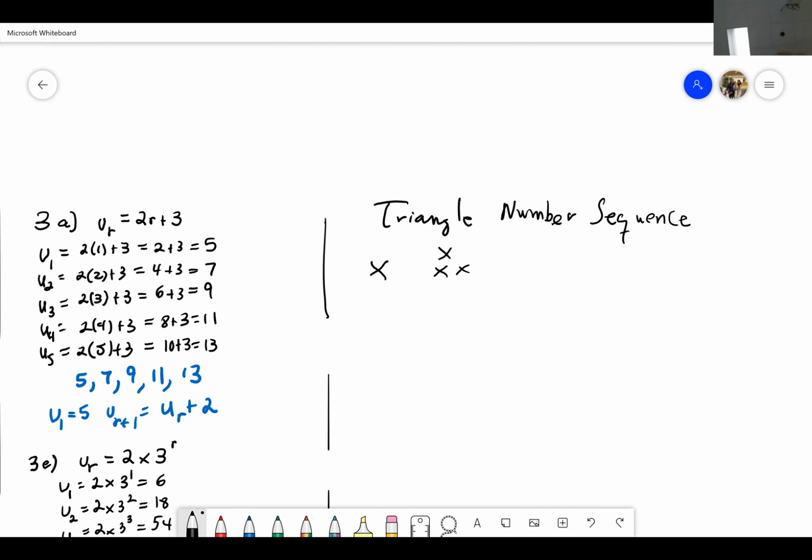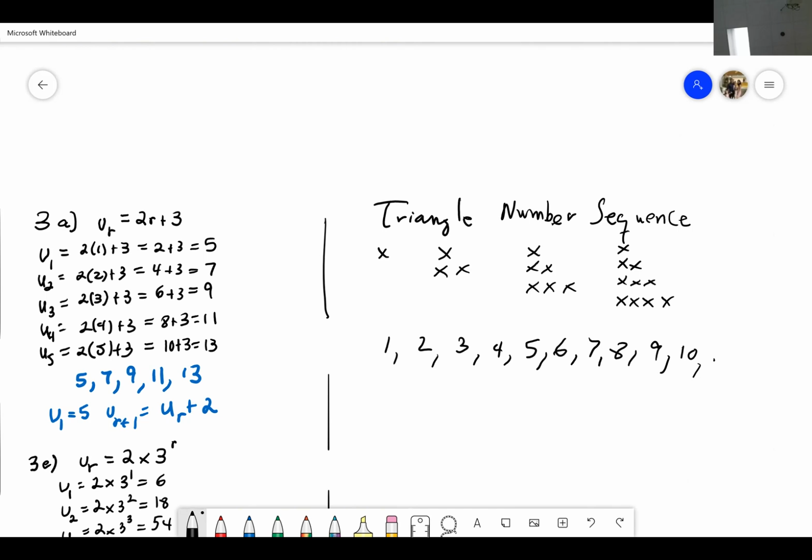And then you have maybe, I'll do it like this. You have 1, 1, 2. So maybe I should do it like this, just to be consistent. But 2, 3. You grow it by 1. 1, 2, and 3. And then you go 1, 2, 3, and 4. And you keep on doing this. This is called the triangle number sequence. So basically it's this: 1, 2, 3, 4, 5, 6, 7, 8, 9, 10, so on and so on.